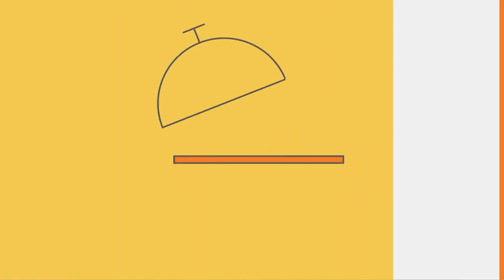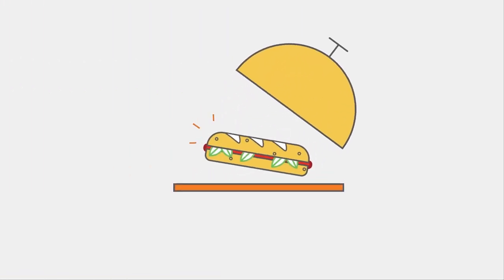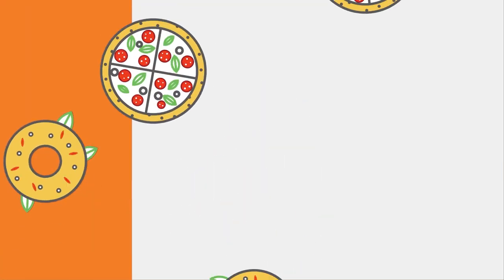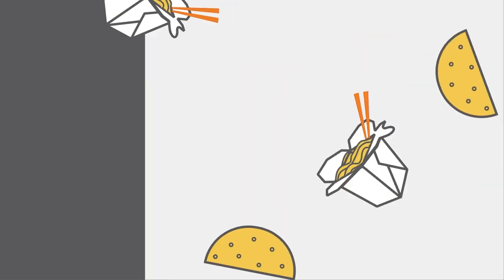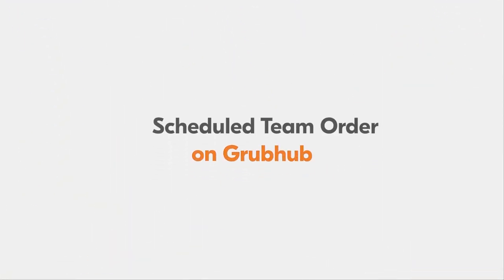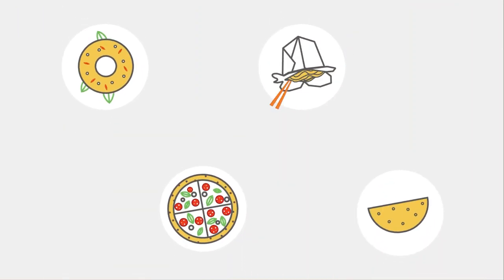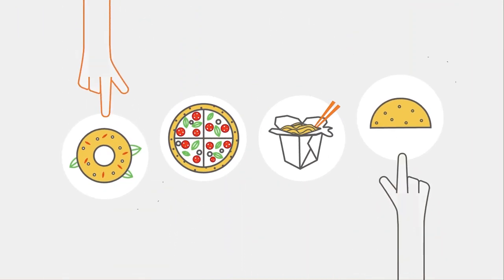Eating with your coworkers is fun. That is, when you can agree on what to order. That's why we made ordering food to work easier than ever with Scheduled Team Order on Grubhub. Scheduled Team Order gives you and your coworkers the freedom to choose what you want.